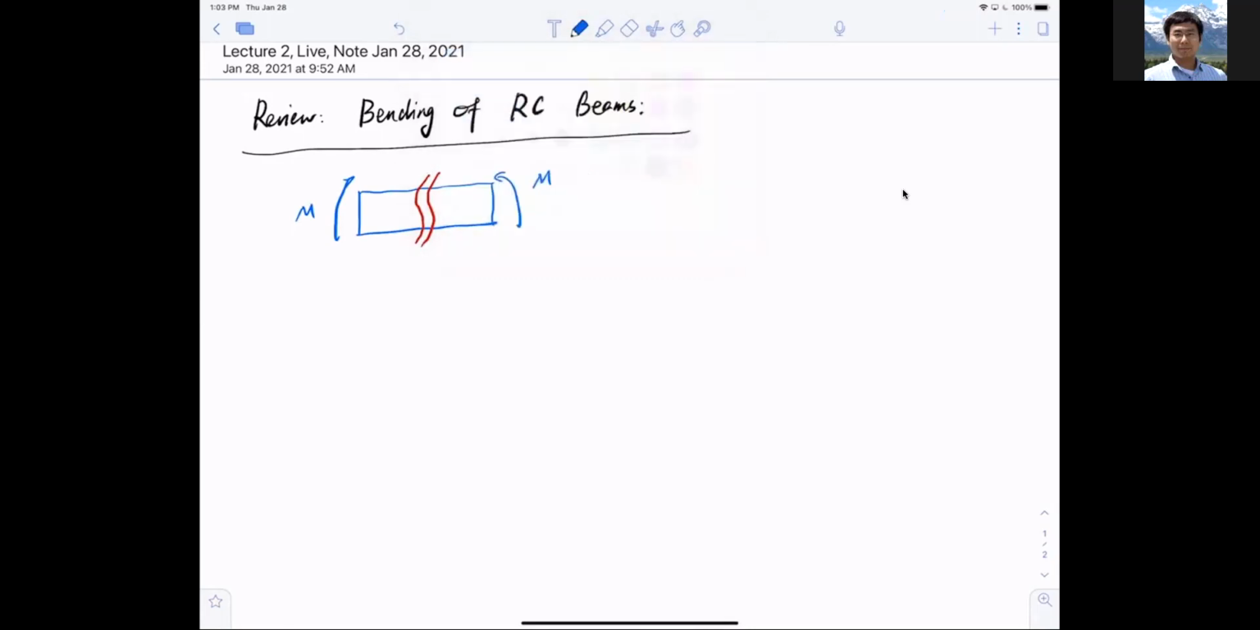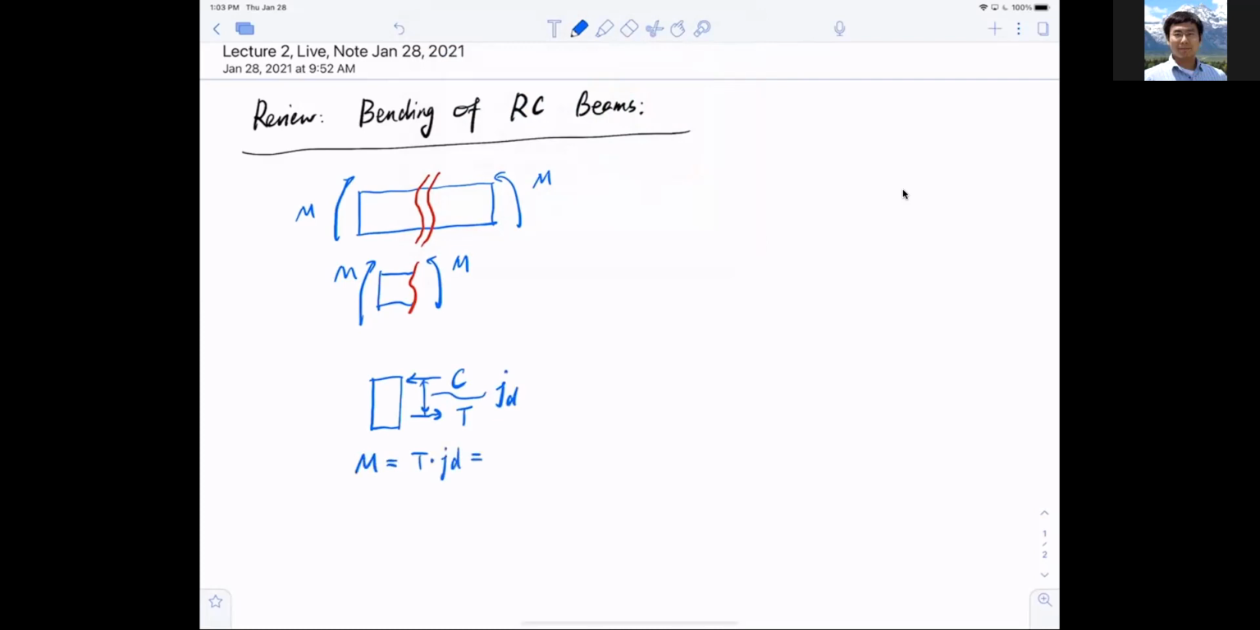I end up with a segment on the left like this, and this is my moment. And on the cut, I have a counter moment going this way. So on the section here, I have compression from the concrete, I have tension from the steel, and I have a distance in between. And the moment here should equal either tension multiplied by the distance or compression multiplied by the distance. They're the same.